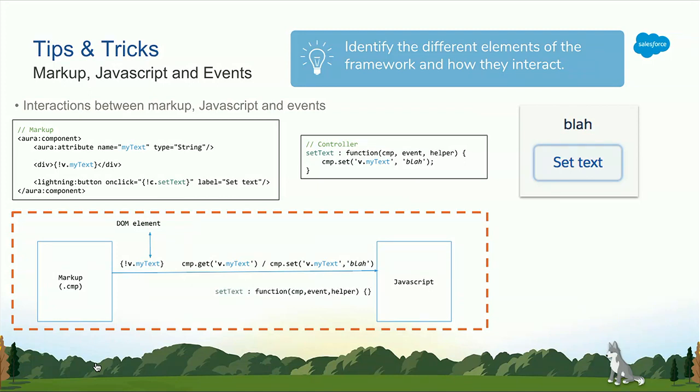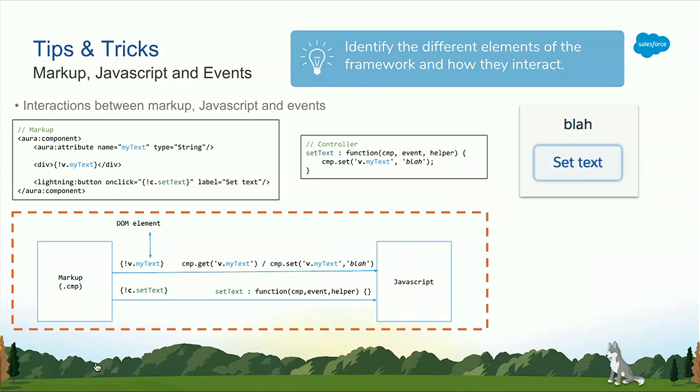The second mechanism are functions. You define functions in your controller or in the helper, as we saw before, and we can call those functions from within the markup using the c value provider. c means controller, because we are calling a function defined in the JavaScript controller.